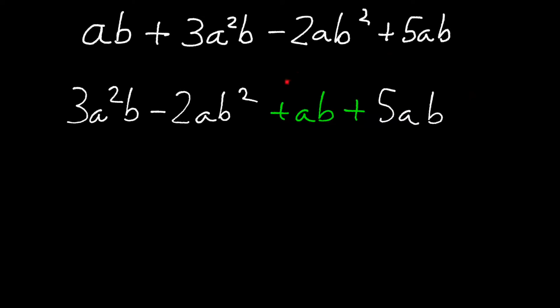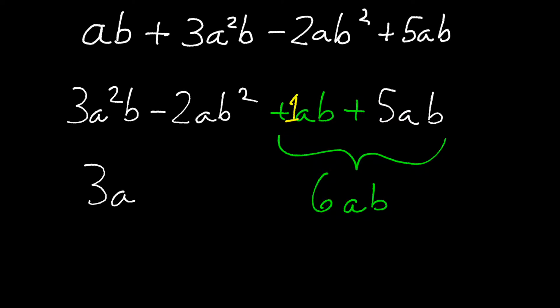Over here is the only time I can do any sort of combining of our like terms. So I have AB, which even though it's not there, it's considered a 1AB. So I have 1AB plus 5AB, which when we combine it all will give us 6AB. And over here, these don't change. They are not the same term. So they'll just stay 3a squared b minus 2ab squared plus our new term of 6ab. And now everything is combined down as far as it can go.